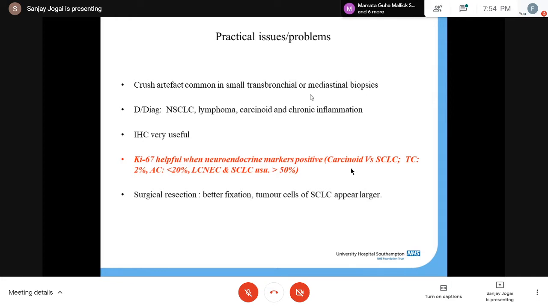My own take on this is, whenever I see a small biopsy or a core biopsy which looks like small cell carcinoma, I still always confirm it on immunos, because it's the one time when you don't do that, and that case will turn out to be lymphoma, and that's the last thing you want. So it's always a good idea to do synaptophysin, chromogranin, CD56 and Ki67.